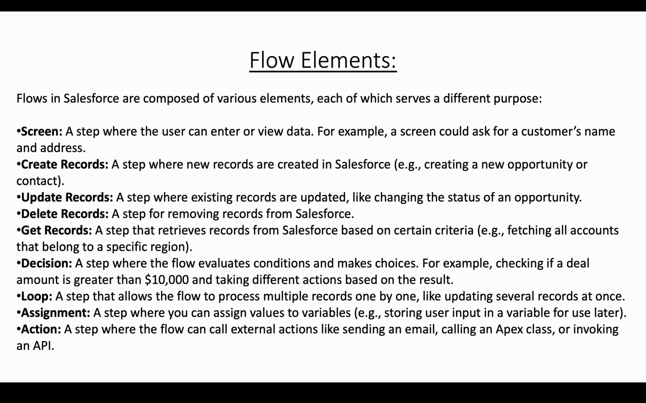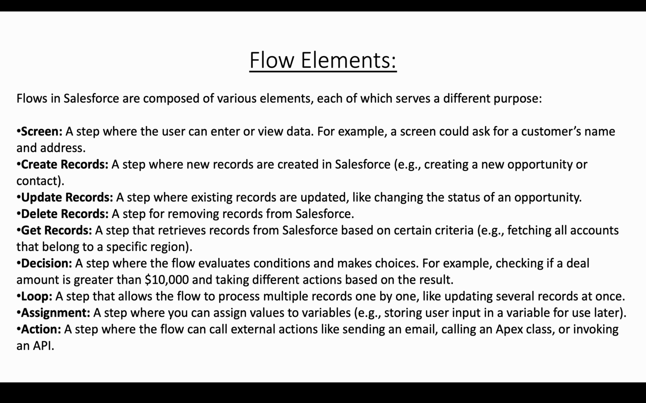Loop, a step that allows a flow to process multiple records one by one, like updating several records at once. Assignment, a step where you can assign a value to a variable. Example, storing user input in a variable for use later. Action, a step where the flow can call an external action like sending an email.